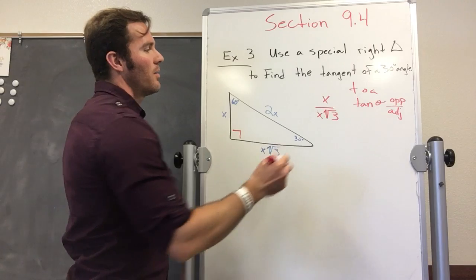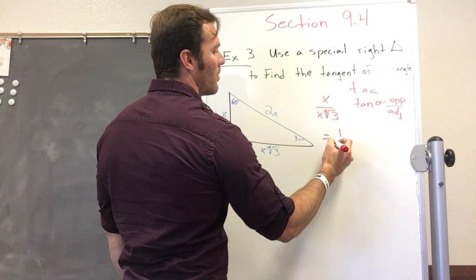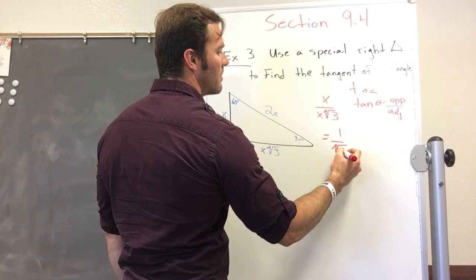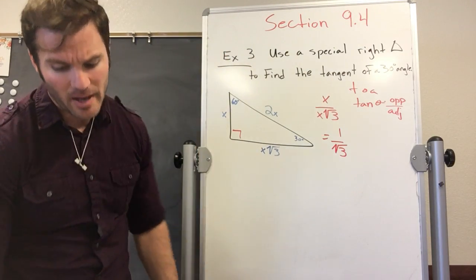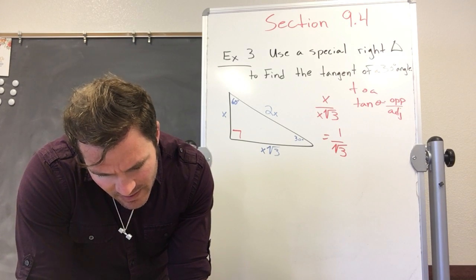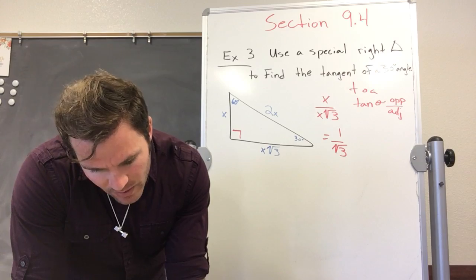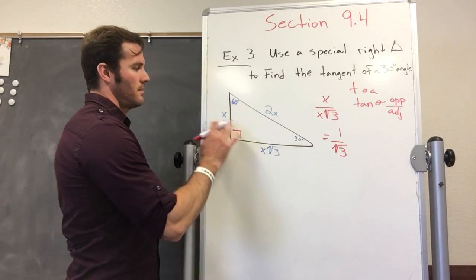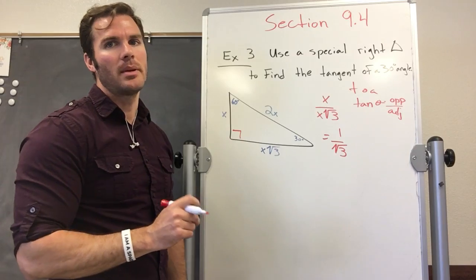So this would leave me with 1 over square root of 3. That's if it's x. I mean, this is the theorem. And I believe they didn't give us lengths of any sides. So 1 over square root of 3. We're good here. But we cannot have a square root in the denominator.